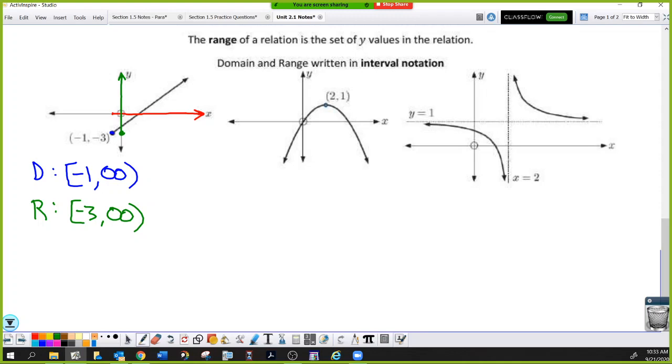For our second picture, if you could smash this graph flat against the x-axis, hopefully we'll notice that it points left and right forever. So it would actually cover the entire x-axis. So its domain is all real numbers. And the way we write that in interval notation is -infinity to positive infinity. All real numbers.